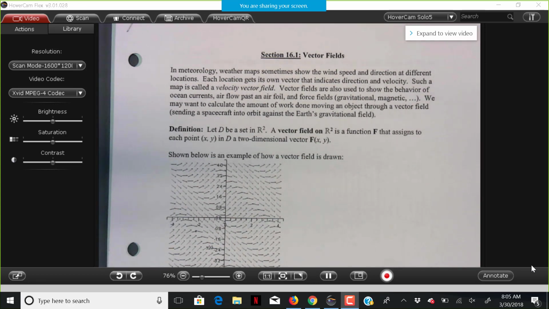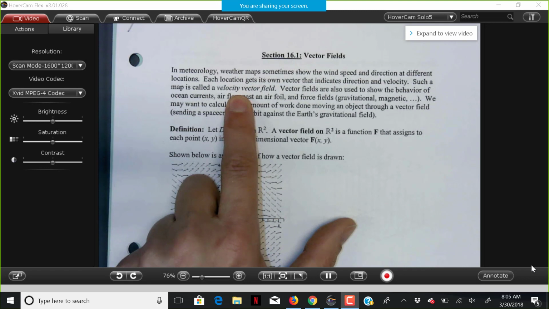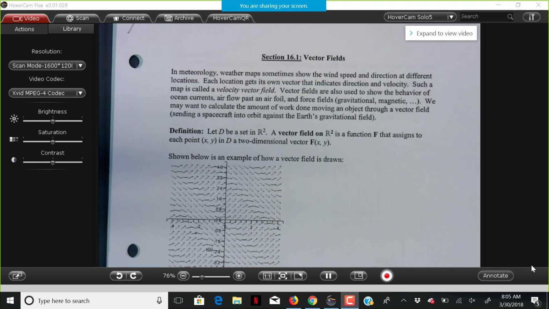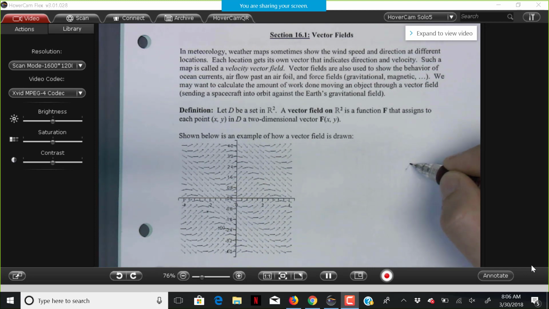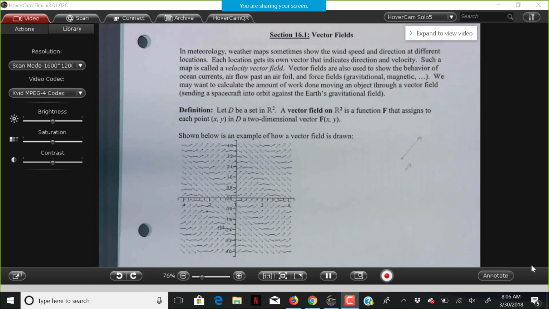And so it says in meteorology, weather maps sometimes show the wind speed and direction at different locations. Each location gets its own vector that indicates the direction and velocity. Such a map is called a velocity vector field. I used to live in Texas, and they used to show the wind vector fields in the newscast and the weather forecast all the time. A short arrow would mean it's not very windy, and a longer arrow would mean it's really windy.